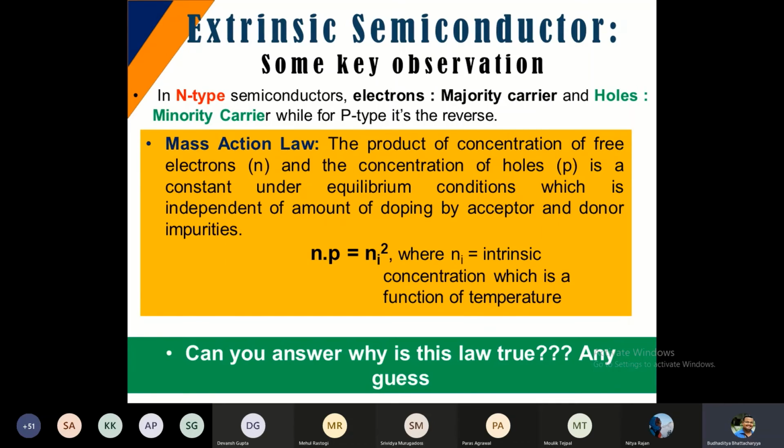What is Ni? Ni is nothing but the concentration when the crystal was pure. Even with extrinsic, whatever electron and hole pairs we are generating, the product of them will always be constant. Now, can anyone tell me the last thing, why is this law true? Can you prove it by some analogy, why the product of the concentration of free electrons and holes will always be constant?